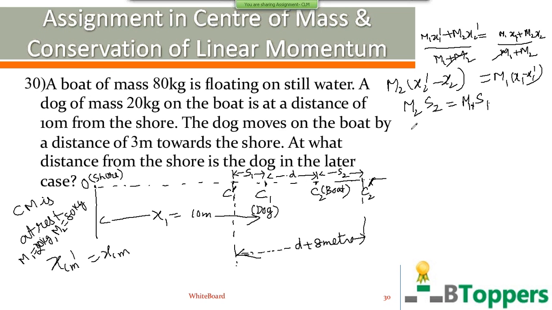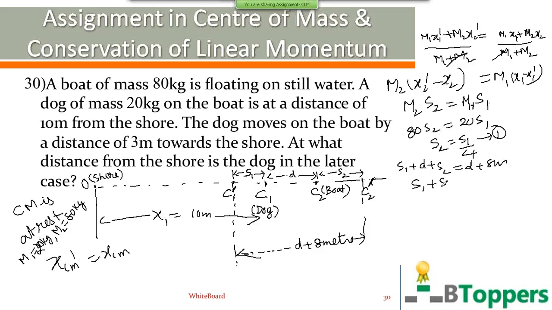Here M2 is given to be 80 kg and M1 is given to be 20 kg. So you get S2 equal to S1 by 4. You can observe from the figure that S1 plus D plus S2 is equal to D plus 8 meters.